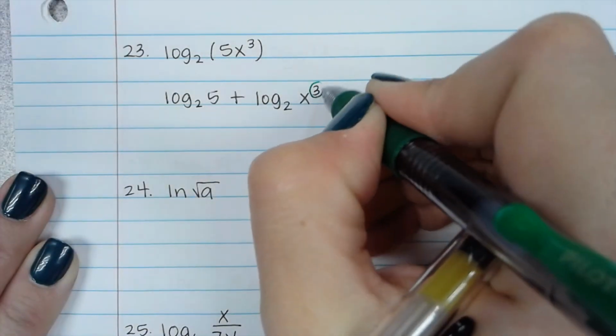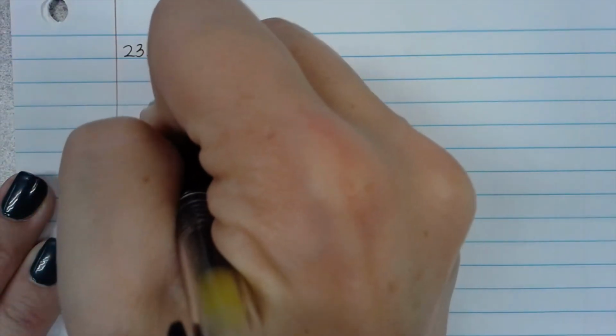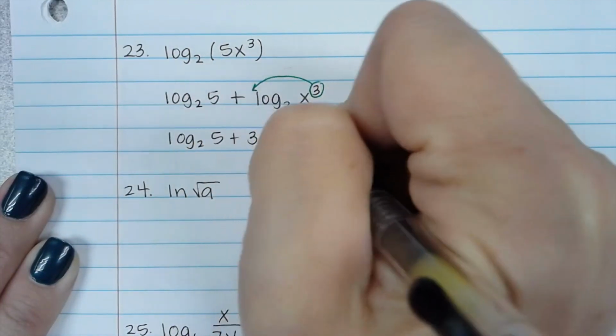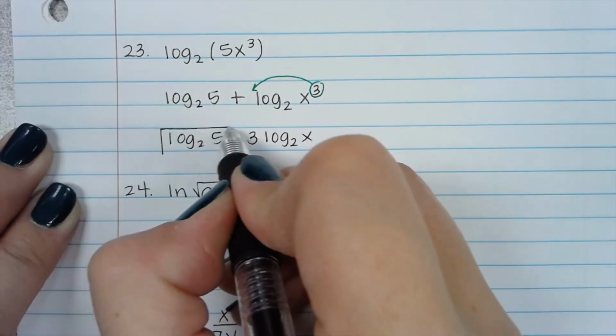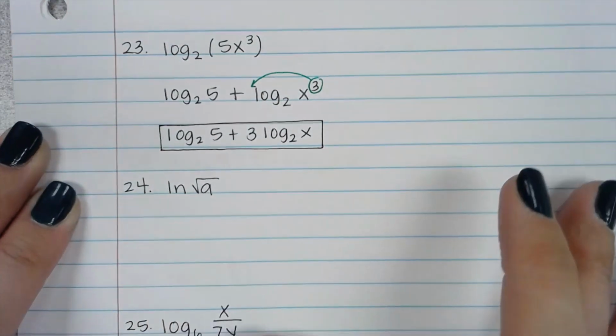So this 3 that's up in the exponent here, in an expanded expression, is going to come out front. So my final answer for this question is going to be log base 2 of 5 plus 3 log base 2 of x. And so that'll be my final answer for that question. In expanded form, all of the exponents will come out front and become coefficients.